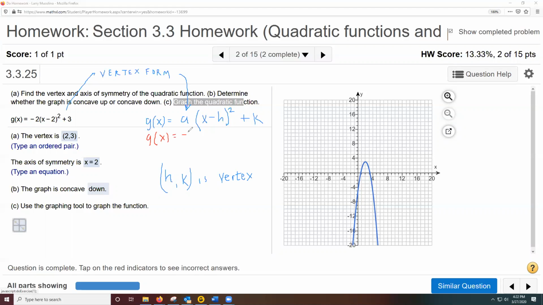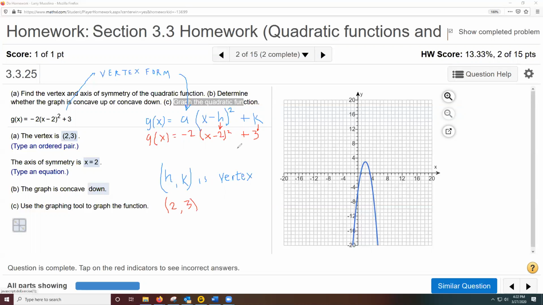Okay, so they gave me -2(x - 2)² + 3. So let me just match up the h and k letters here. Well, notice our h number matches up to a 2, and the k matches up to a 3. So that means our h is 2 and our k is 3.